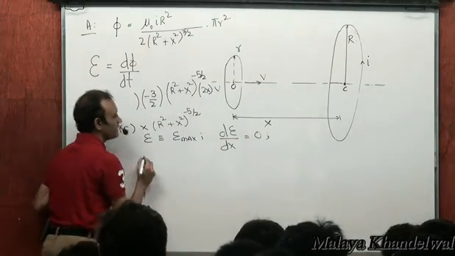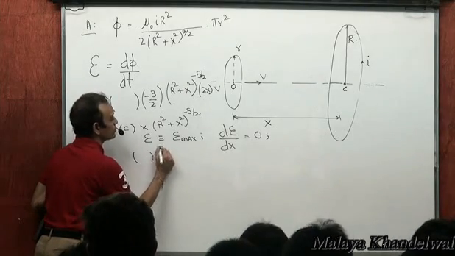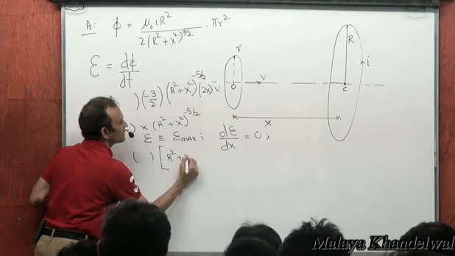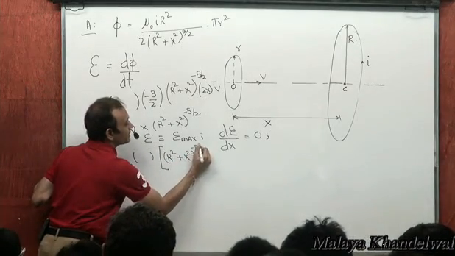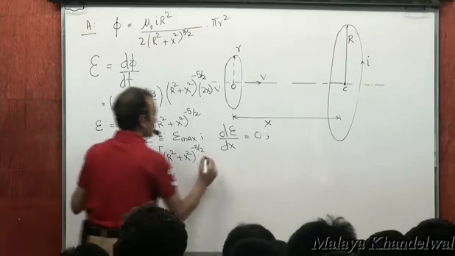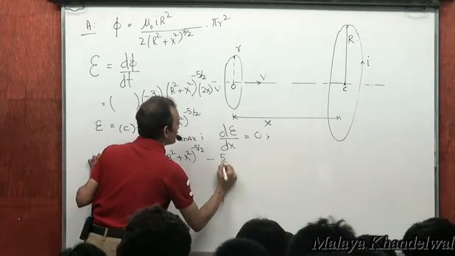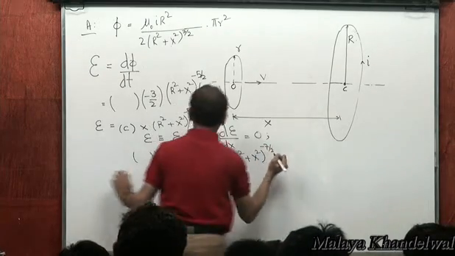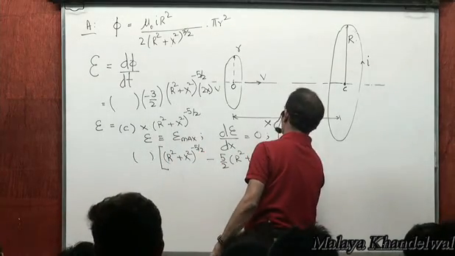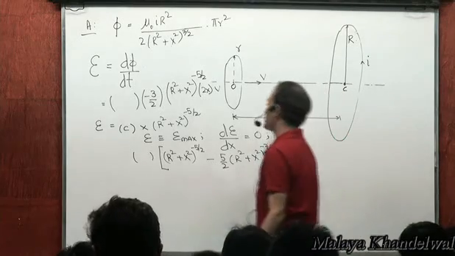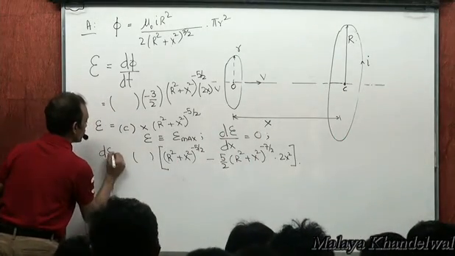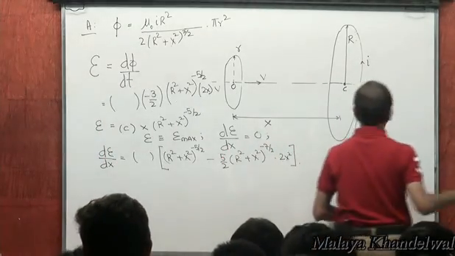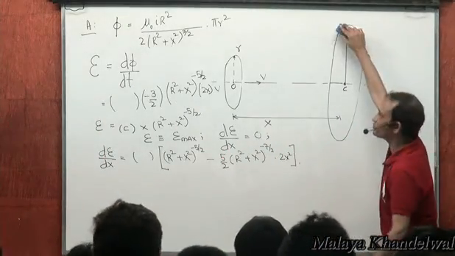And d epsilon dx will give me constants all put together: the derivative of this into this, which is a r squared plus x squared to the power minus 5 by 2, minus 5 by 2 r squared plus x squared to the power minus 7 by 2 into 2x into x, so into 2x squared is what I get as d epsilon dx. This is all d epsilon dx, right? See, just differentiated, nothing else. Can I just remove this from here?